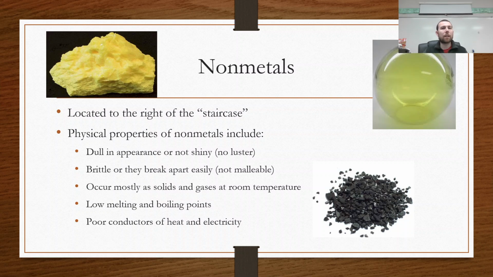Now let's take a look at nonmetals. In terms of location on the periodic table, they are to the right of the staircase. Those were the elements in purple on the periodic table in your notes. What makes something a nonmetal is the fact that it does not conduct electricity well. Also, they don't conduct heat well either.